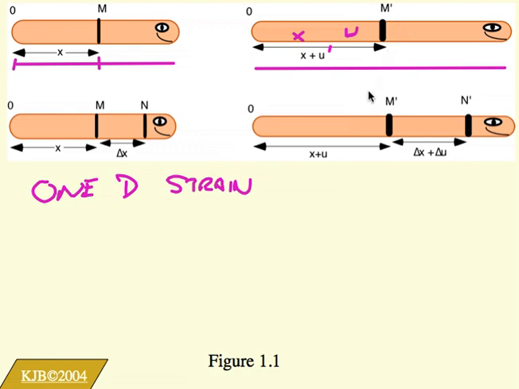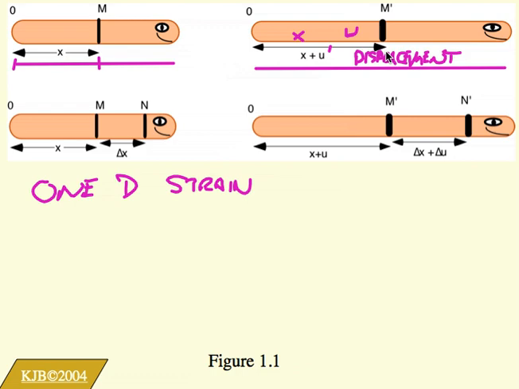Okay? What we described when we did that is a displacement. Right? So we have displaced all of the points on the worm. In fact, we've stretched the worm to create more points. But we've displaced this point M to the new position M prime, which is, rather than being x distance from the origin, now x plus u.